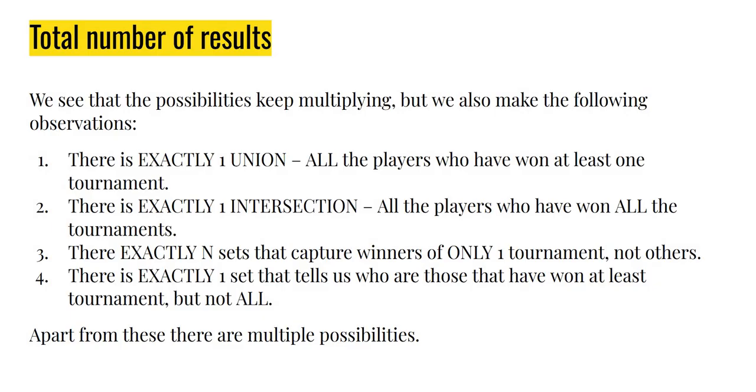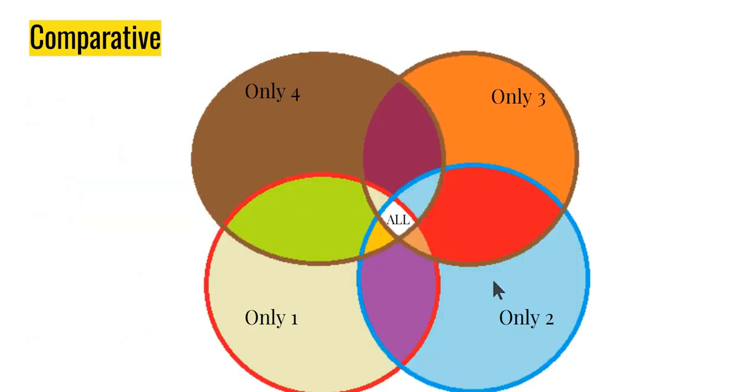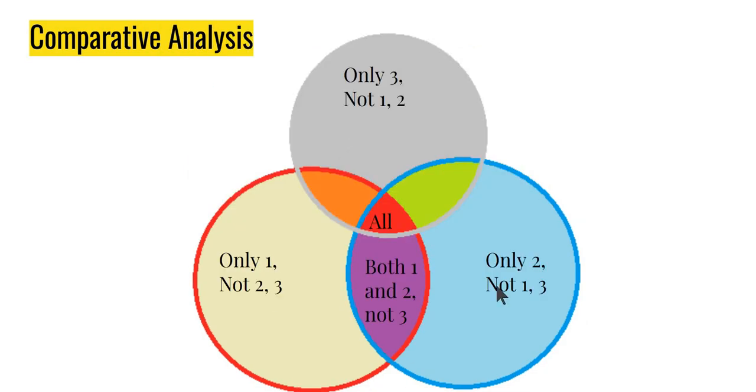However, we can still make some general results: the possibilities keep multiplying, but clearly there is exactly one union, right? One and exactly one union. These are the people who have won at least one tournament. And then likewise, there's exactly one intersection. And then there are exactly n sets that capture the winner of only one tournament, not others. So what do I mean by this? For example, in this case, the only-one sets are this yellow, blue, orange, and brown. In this case, gray, yellow, and blue, and so on.